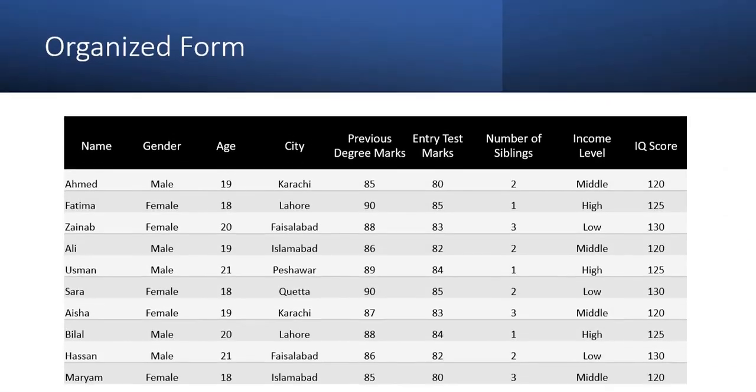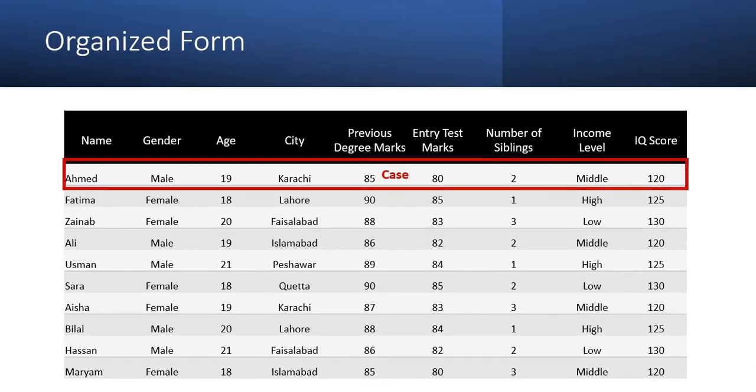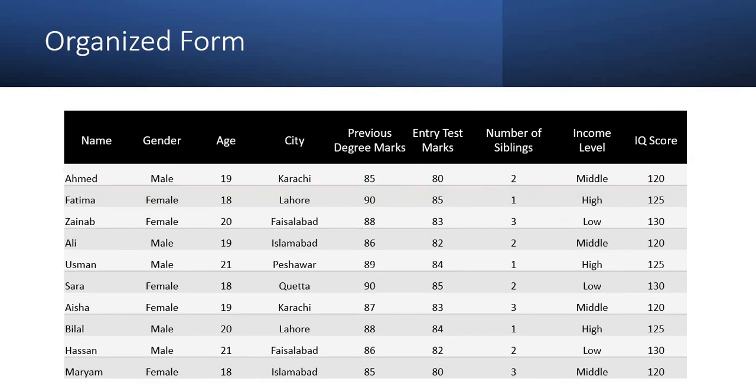Now if you look at this, this is much more organized. You can see the same information side by side. For example, if you want to see the gender of a certain student, you will just see it here because all are written in one column. Similarly, if you want information about the IQ scores, it is written here.